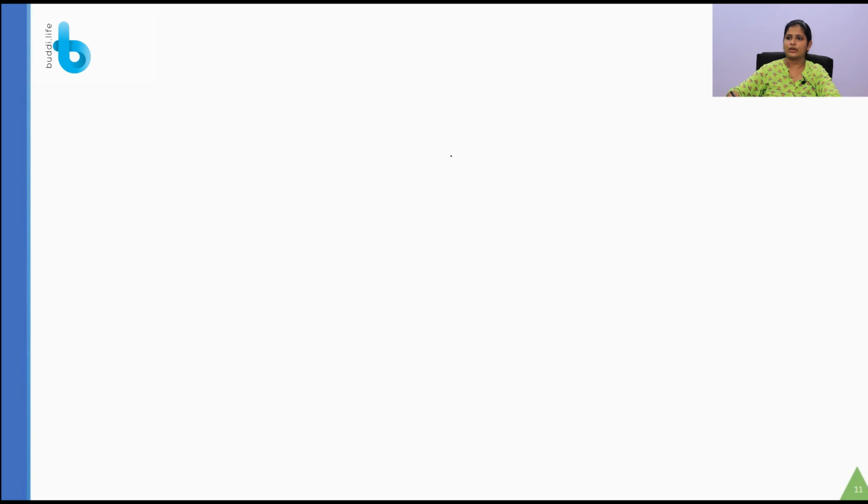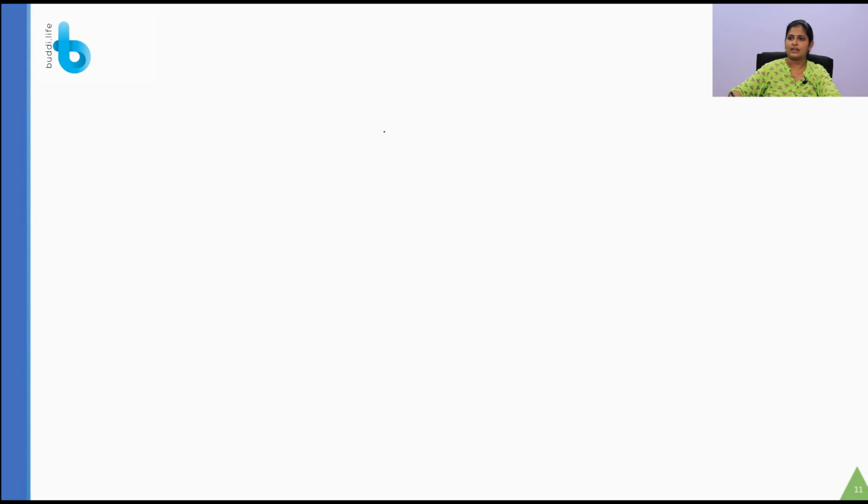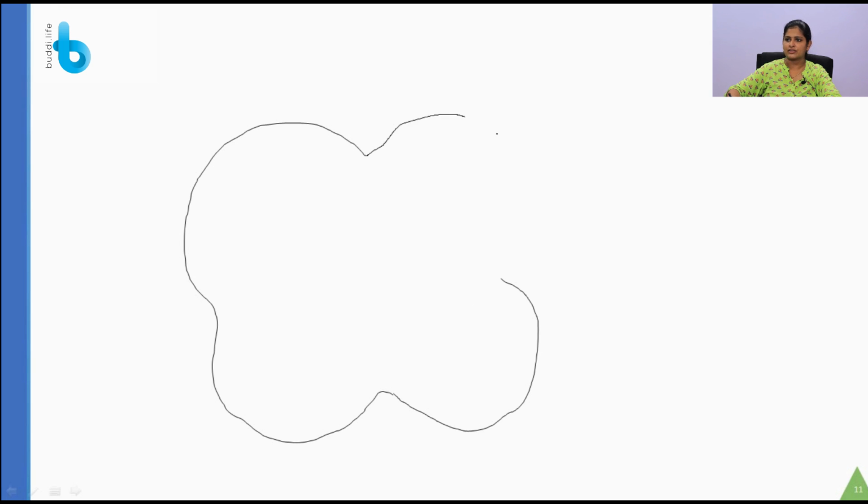So we can just go into the structure of microsporangia. These will have some sterile cells in between. Generally they just appear circular when you see from outside, but they are not circular, they will be tetragonal, and you know that, right? So their structure will be something like this. I am representing it for one side and you have to take it for the entire side.